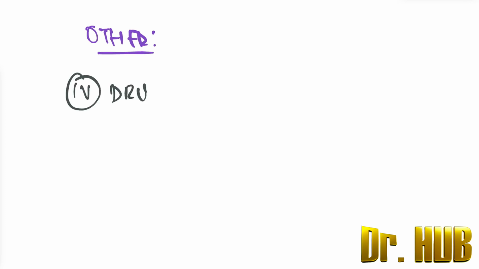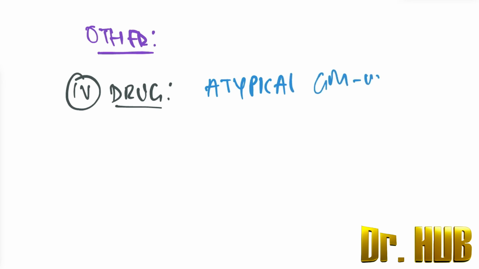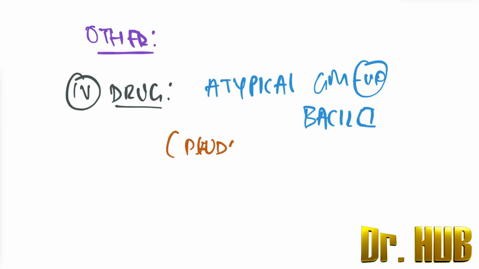Now let's look at the other conditions. There are IV drug abusers, which includes atypical gram-negative bacilli. And what is an example here? It can include Pseudomonas, an atypical gram-negative.